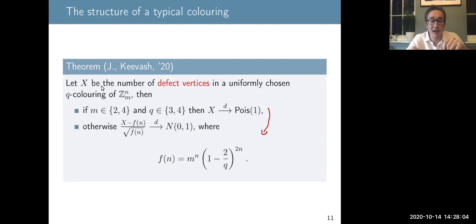And then for Q equals 5, we get a sharp change in behavior where we actually expect to see exponentially many deviant vertices. And this jump represents why it's more difficult to enumerate 5 colorings than 4 colorings of the hypercube.